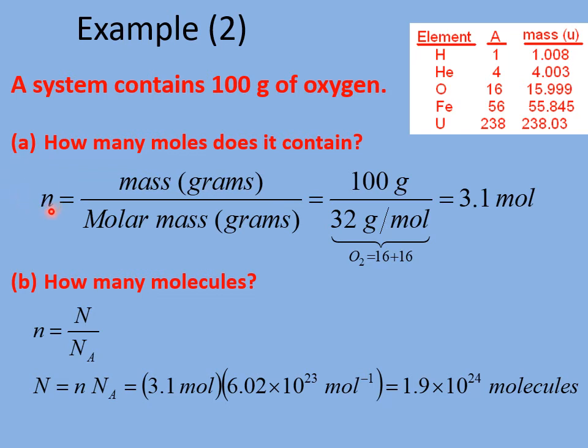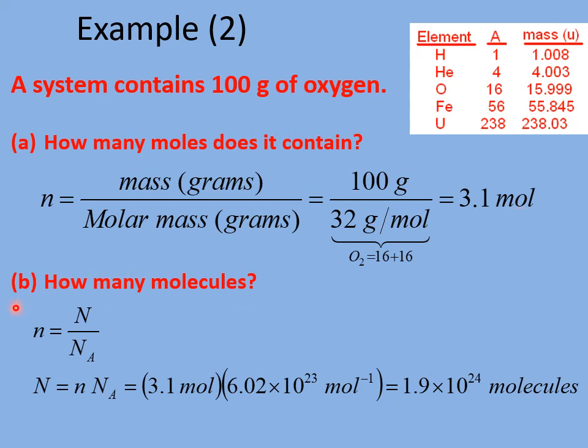Well, remember that the number of moles is equal to the mass in grams divided by the molar mass in grams. So we have 100 grams of oxygen, and we have to divide it by the molar mass of oxygen, which is 32. So remember, oxygen is O2, and so we have 16 plus 16, right? The atomic mass of oxygen is 16. So that's where we get the 32 grams per mole here. So 100 divided by 32 is 3.1 moles of oxygen.